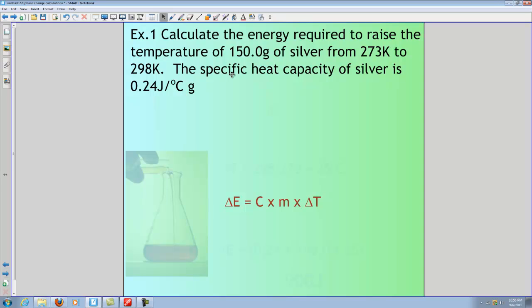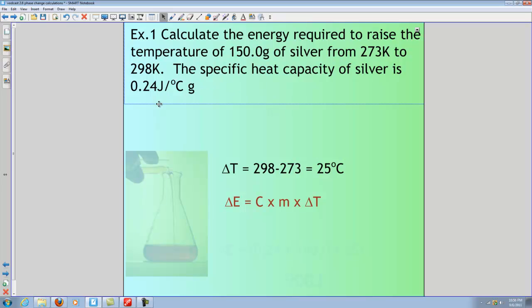So here's an example of the calculation. We want to calculate the energy required to raise the temperature of 150 grams of silver from 273 Kelvin to 298 Kelvin. The specific heat is given to us. A bunch of stuff there is given to us. We know that the delta T, change in temperature, 298, that's the final, minus 273 is the initial, that's 25 degrees Celsius. You're probably thinking that's actually 25 Kelvin, but remember that Kelvin and Celsius, as far as their distance apart, they're the same thing. So that takes care of that part.